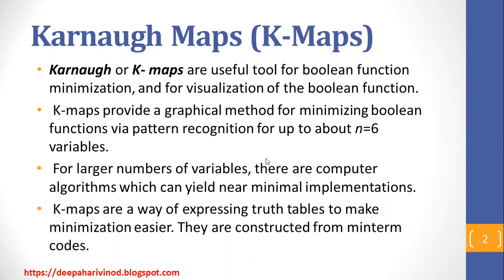So K-map is a useful tool for Boolean function minimization and for the visualization of the Boolean function. It is easy to perform, and the code sequence we follow in this K-map is gray code sequence. It is because there is only one bit change from one combination to the other. So it has only one bit change. Due to that, we follow gray code sequence in K-map.